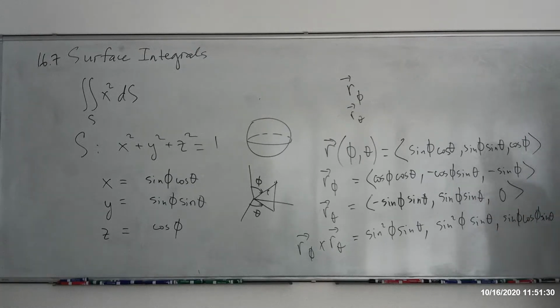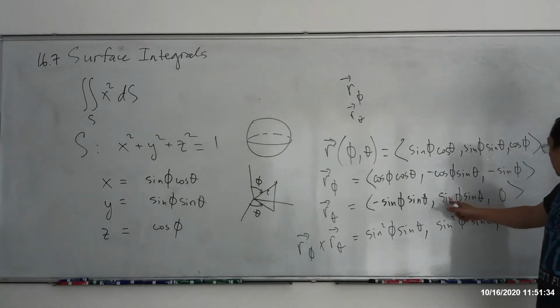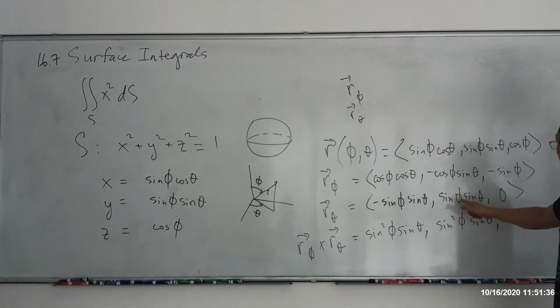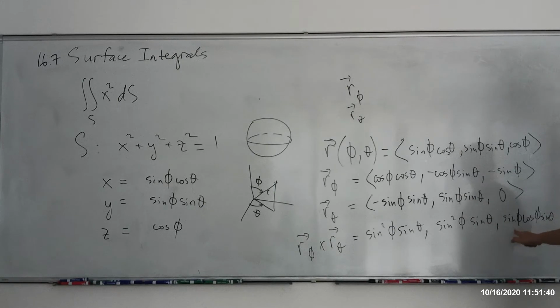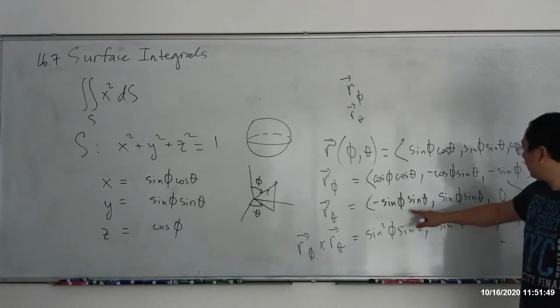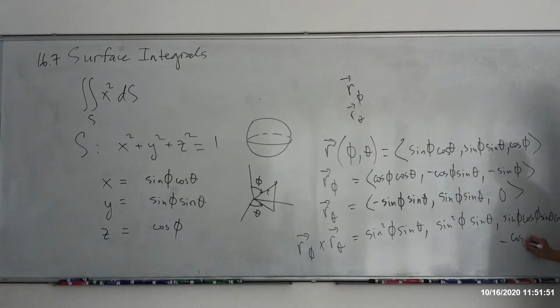Right, and then we have, check my algebra. Cosine phi sine phi cosine theta sine theta, sine phi cosine phi sine phi sine theta cosine theta, and then subtract. What do we have in here? Cosine phi sine phi, and then sine square theta.